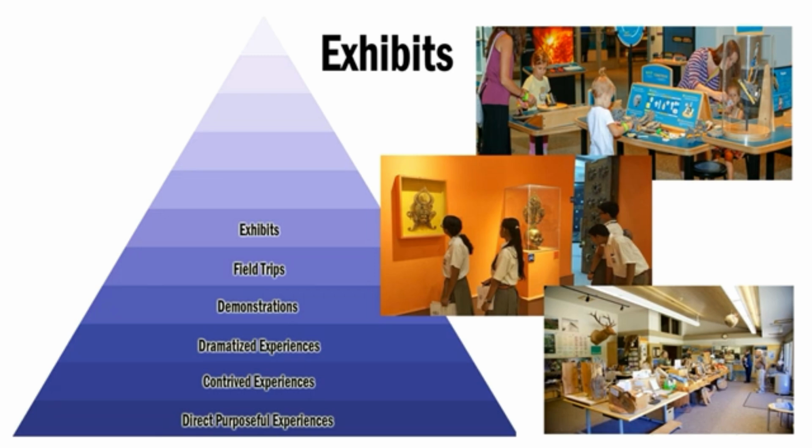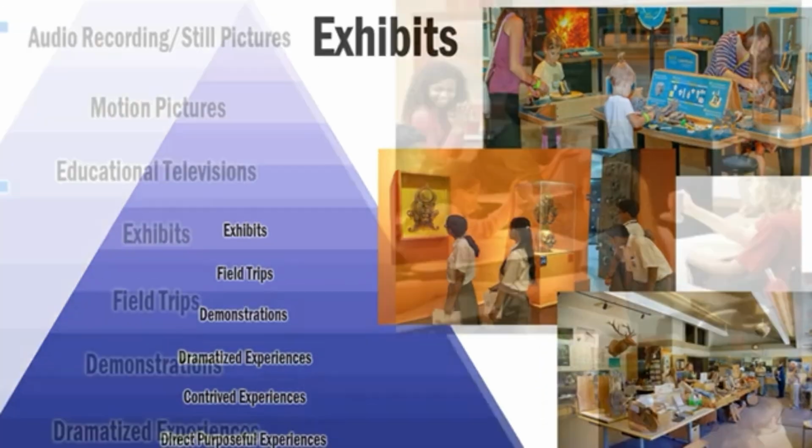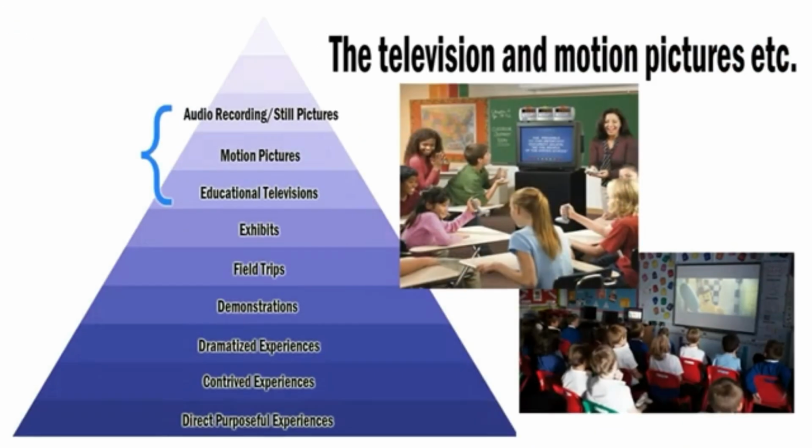In this level, meanings and ideas are presented to the learners in a more abstract manner. This experience allows students to see the meaning and relevance of things based on the different pictures and representations presented. The television and motion pictures, etc. The next levels would be the level of television and motion pictures, and still pictures, recordings, and radio.